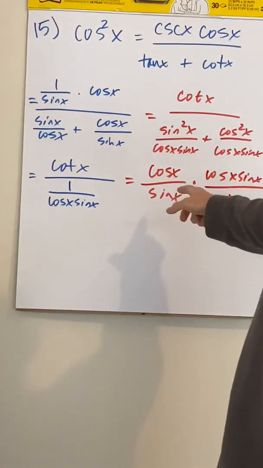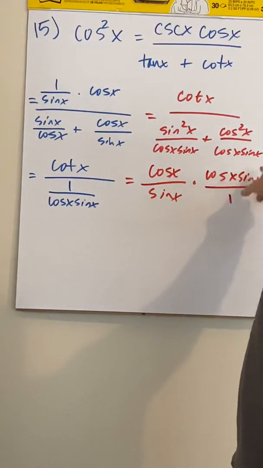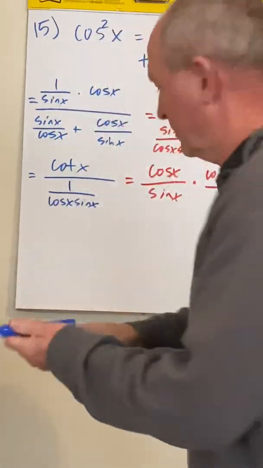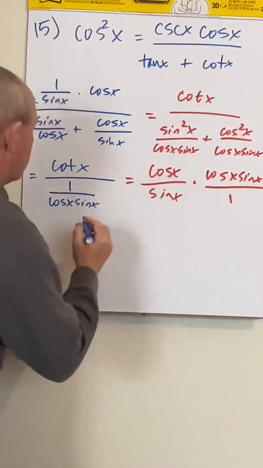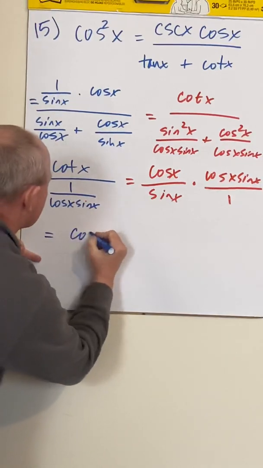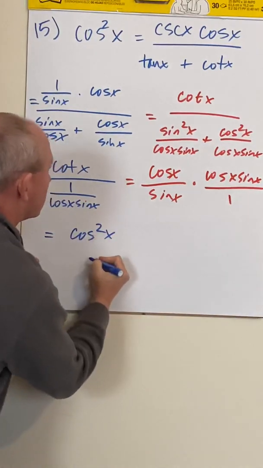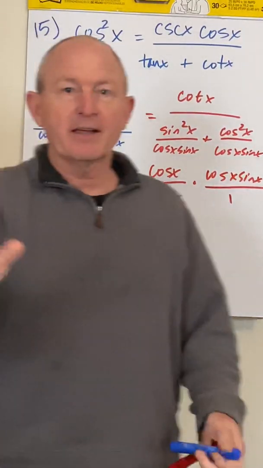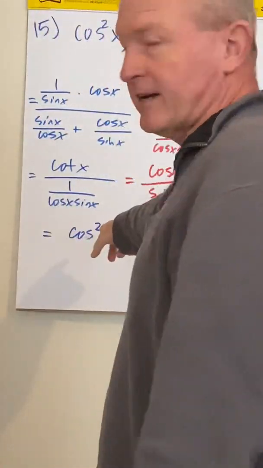When we do that, we notice we're going to have the sine x over here and the sine x over here. They're going to divide out. They're not going to cancel. They're going to divide out. Since everything else divided out, we're left with just cosine squared x.